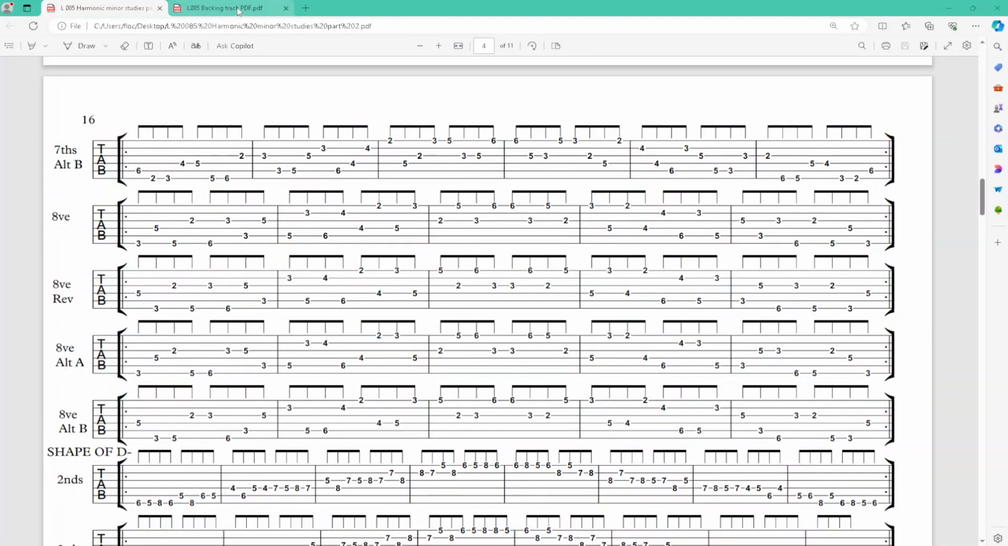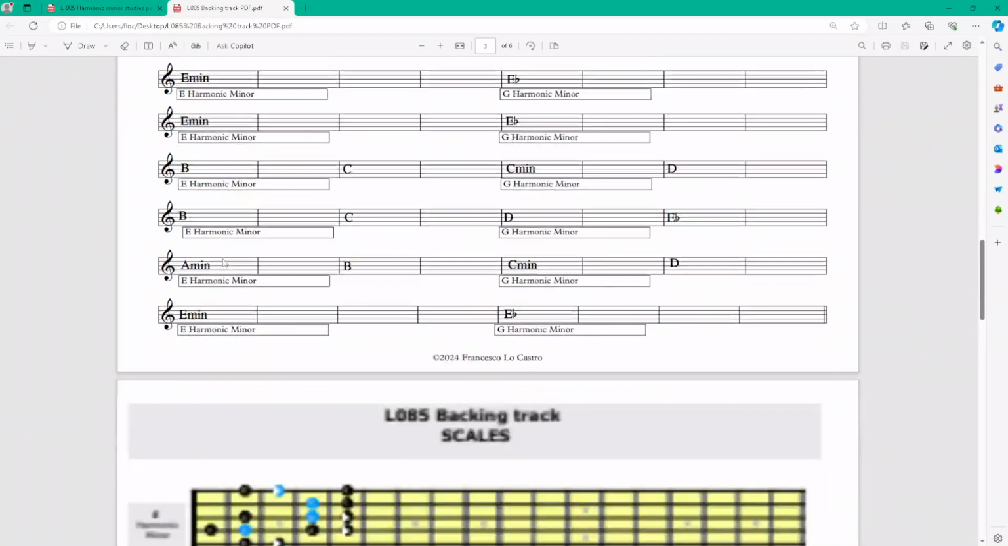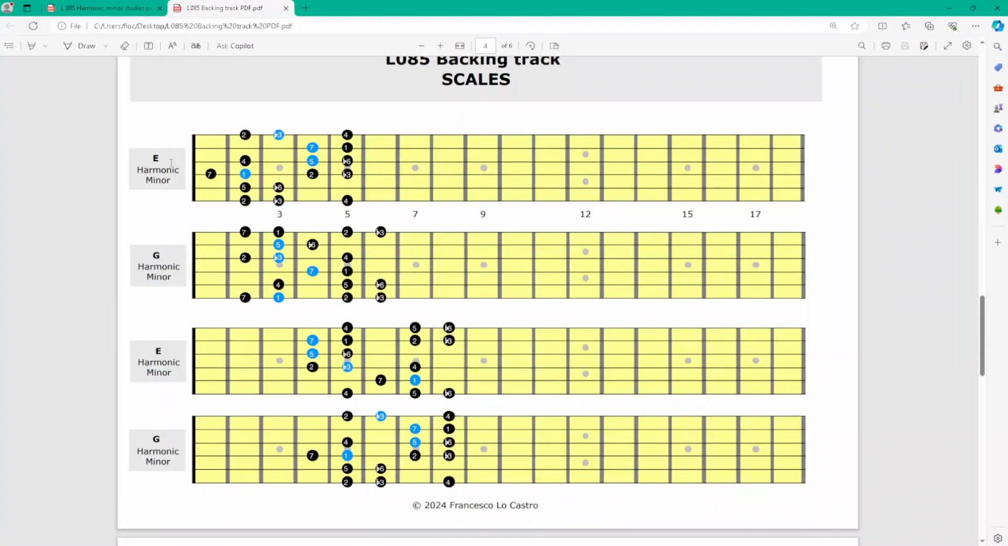If you think in terms of PDF, there is a PDF that also comes with a backing track. What we're practicing ultimately is going from E harmonic minor, for example, this is like a D minor major 7 shape, going to G harmonic minor, and in this case, this would be your G harmonic minor in the shape of E. And then again, E harmonic minor, in this case in the shape of C minor, to G harmonic minor in the shape of D minor.